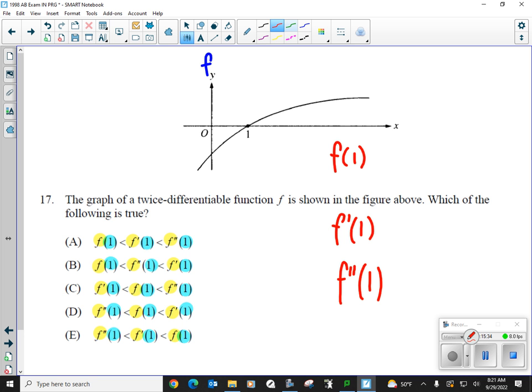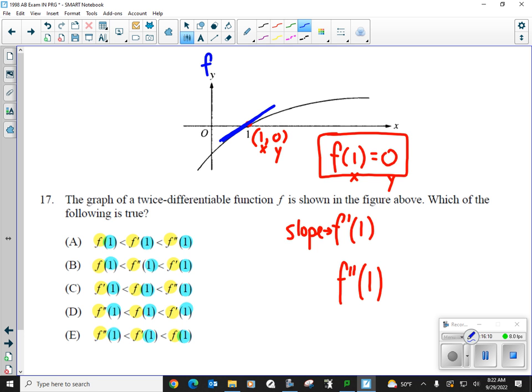Well, I might not be able to get an exact number for most of these, but I can look at it and figure something about each one of these. First of all, this is a coordinate, x, y. This coordinate right here is at 1, 0. So f of 1 is 0. F prime of 1 is the slope. The derivative is a slope at 1. This looks like a positive slope to me. I don't know what it is exactly, but I know it's positive.